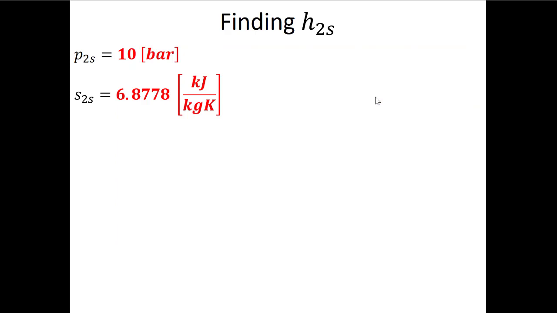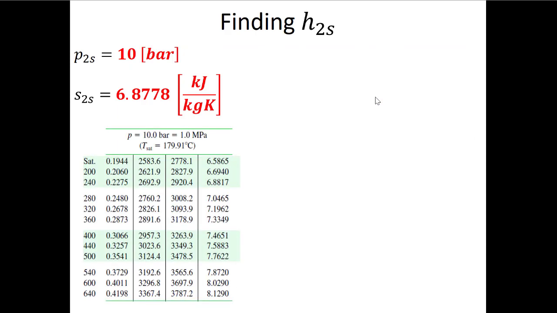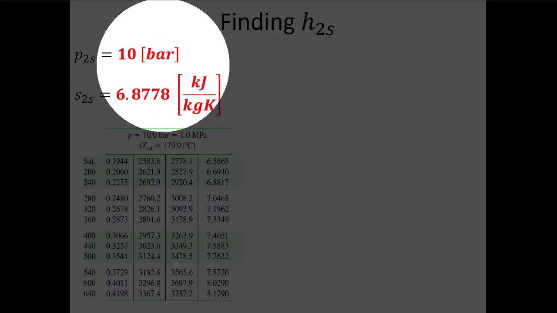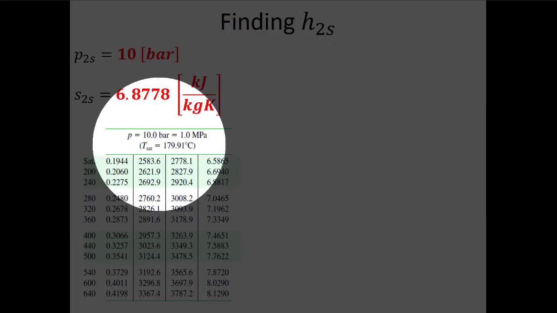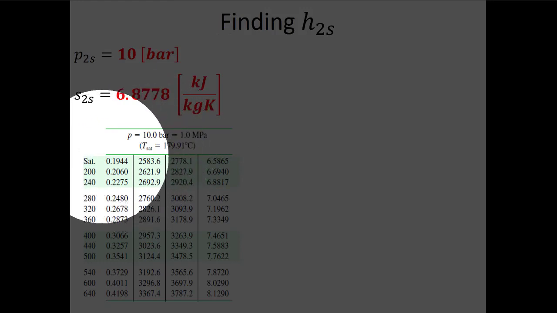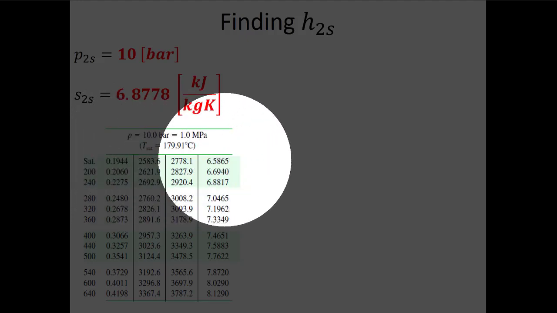So now I've got to use my tables. I've got to figure out if this state is a two-phase mixture or if it's a superheated vapor. So the first thing that I would do, I know that my pressure is 10 bar. So here I can look at the superheated vapor tables and I find the one for 10 bar. And then I'm going to look here. This is the saturated vapor case. So in the saturated vapor case, the specific entropy is 6.5865. This is s_g if I looked on the two-phase tables.